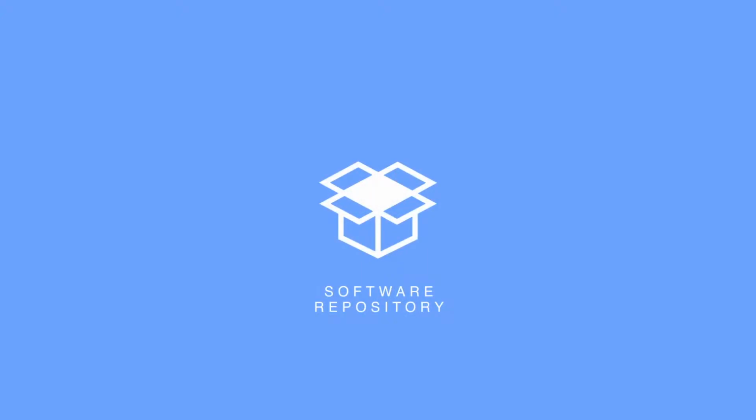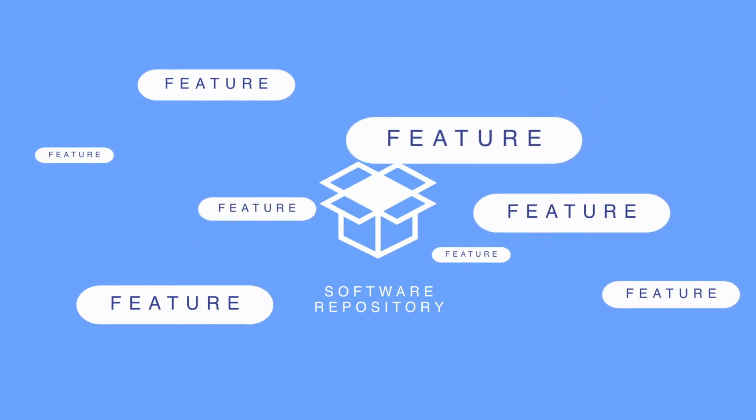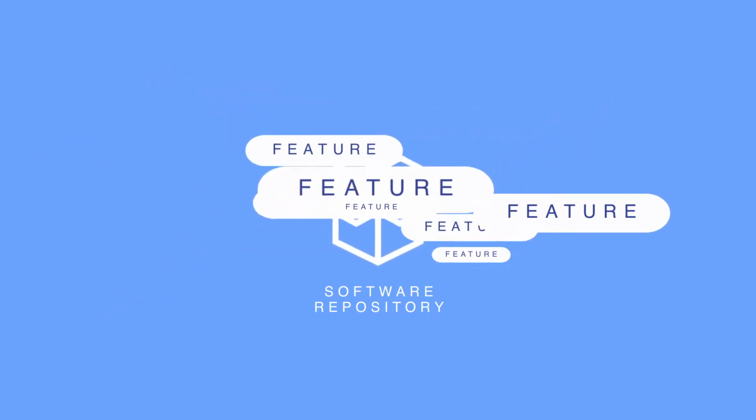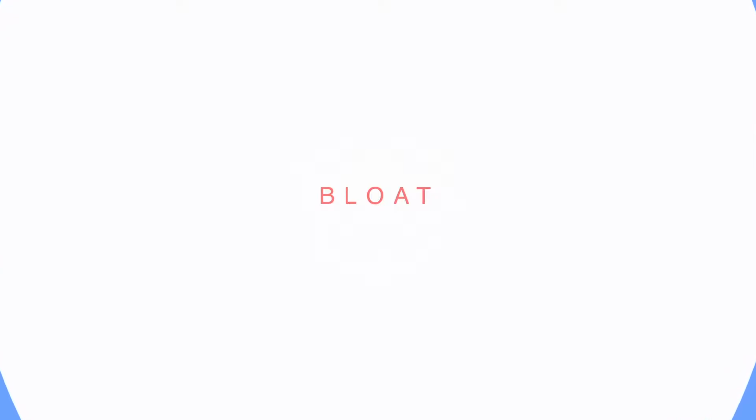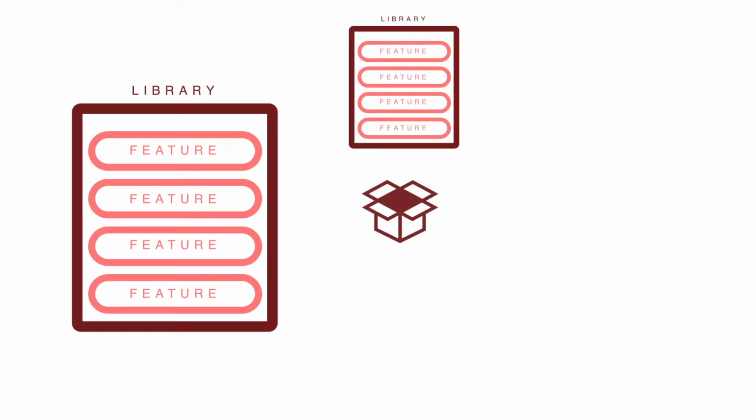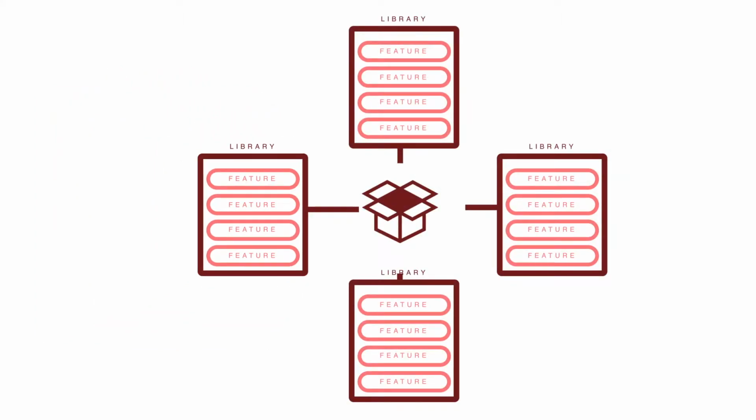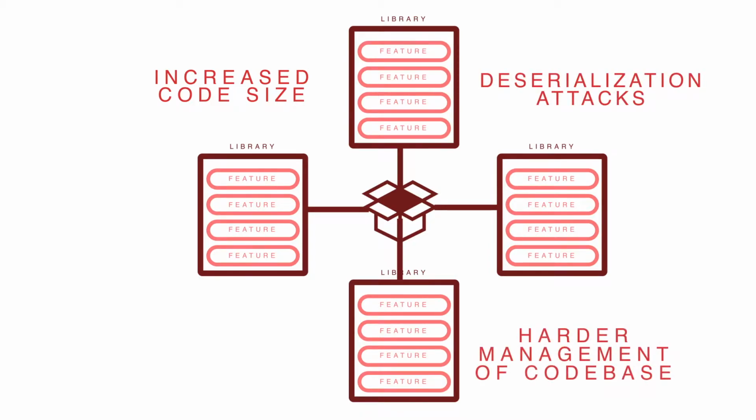As software evolves, there tends to be more and more unused features and components added to repositories. This phenomenon is called bloat. One of the major reasons for bloat is the development methodology where a set of features are packaged into libraries. Bloating has many adverse effects, such as increased code size, exploitations via deserialization attacks, and harder management.